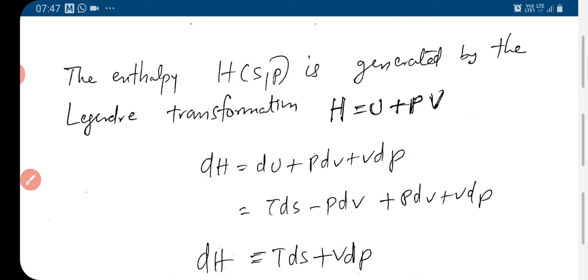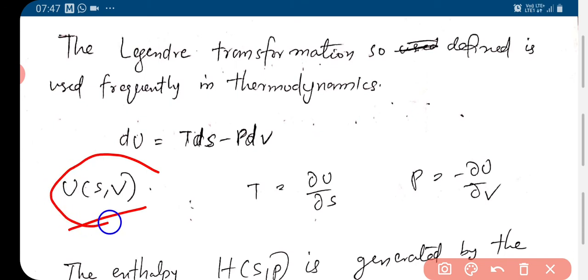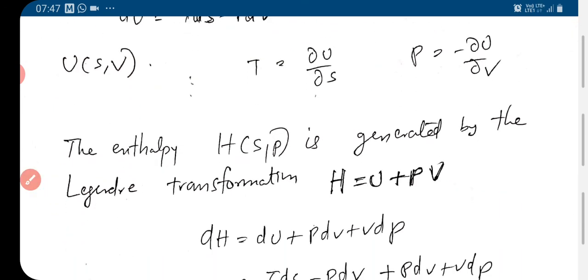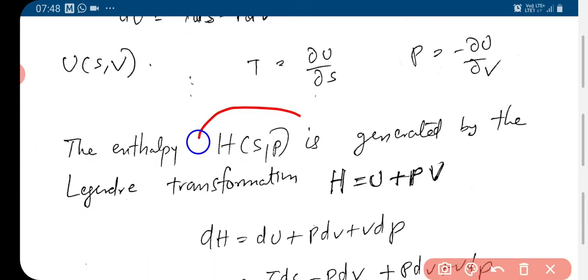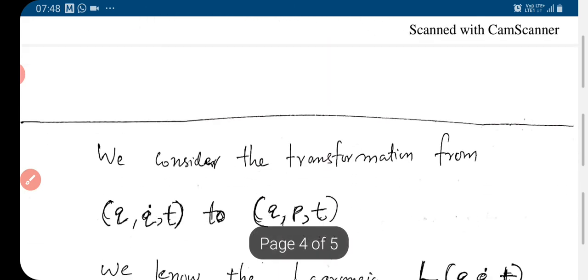So the important thing here is, instead of this function, which is a function of entropy and volume, what we have is the enthalpy, which is a function of entropy and the pressure. Okay. So this is what we have here.